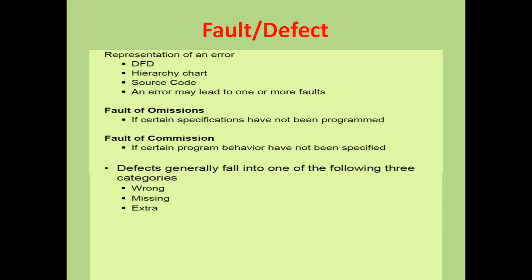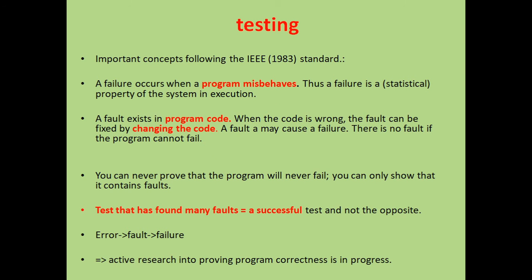So defects generally fall into one of these three categories. They can be wrong, or they can be missing items, or they can be extra. Even extra is something not solicited in the case of software development. Important concepts follow the IEEE standard. A failure occurs when a program misbehaves. A failure is basically a statistical property of the system in execution. So when a system is executing, if it comes to a halt or behaves erroneously, that becomes a failure.